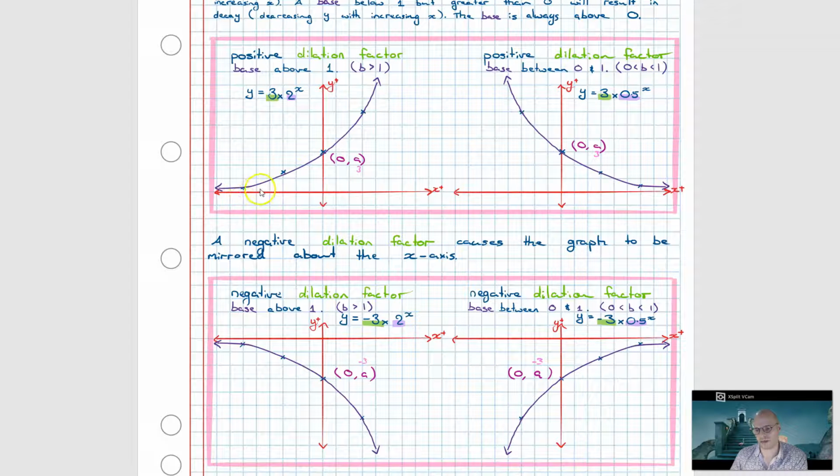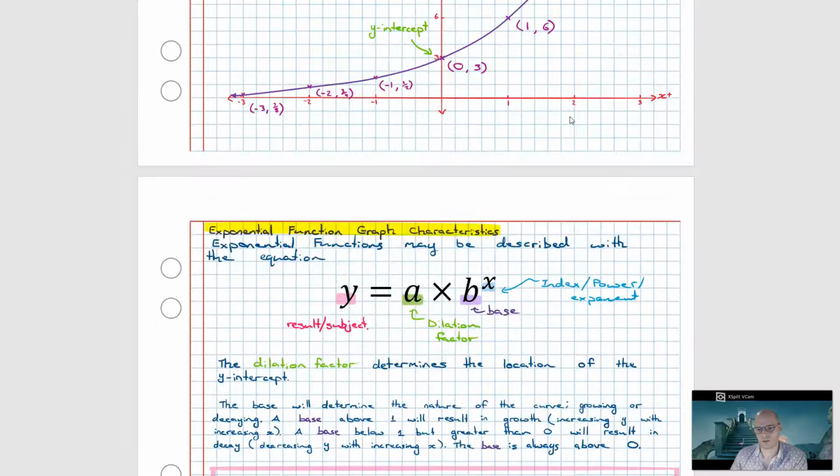Moreover, if you had a dilation factor that is less than 1 and you have a base that is greater than 1 still, then you're going to get a shape that looks like this. So all you need to do to be able to sketch these is just memorize what these shapes look like relative to the variables a and b.